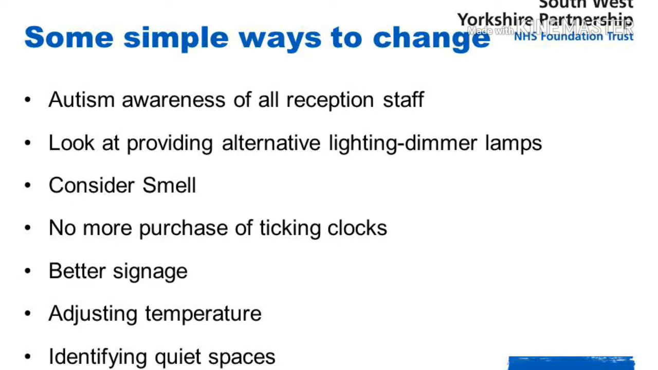We looked at our autism awareness. We looked at alternative lighting and dimmer lamps. We considered the smell in some of the rooms, whether we'd been eating in those rooms beforehand, and opening windows, for example. We replaced some of our clocks with non-ticking clocks. We adjusted our signage to make it clearer where people needed to get to and what each room was about. We looked at how we could adjust temperature within the rooms and talked about it with the people that we saw, and identified quieter spaces throughout our clinic environments.